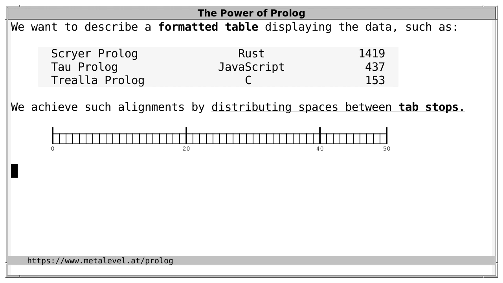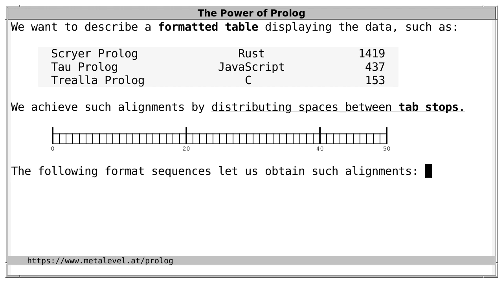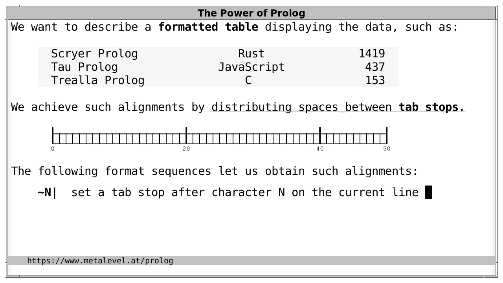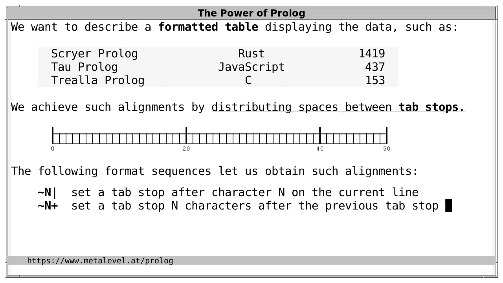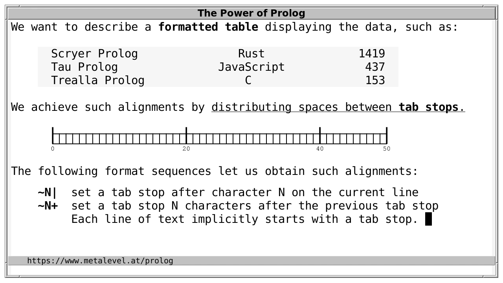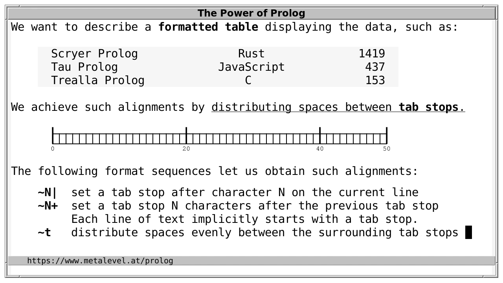And the control sequences to get such alignments are tilde vertical bar with numeric argument n to set a tab stop after character n on the current line, and tilde plus with numeric argument n to set a tab stop n characters after the previous tab stop, or after the start of the line, because each line implicitly starts with a tab stop. So with these 2 control sequences, we can set tab stops at the desired positions. And tilde t means that spaces are distributed evenly between the 2 surrounding tab stops.